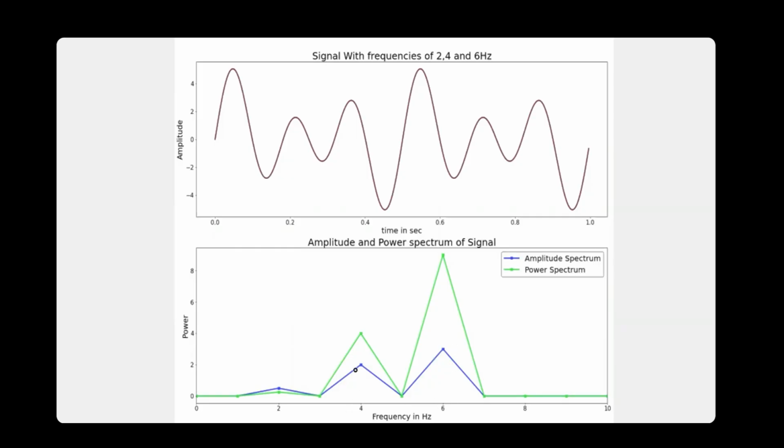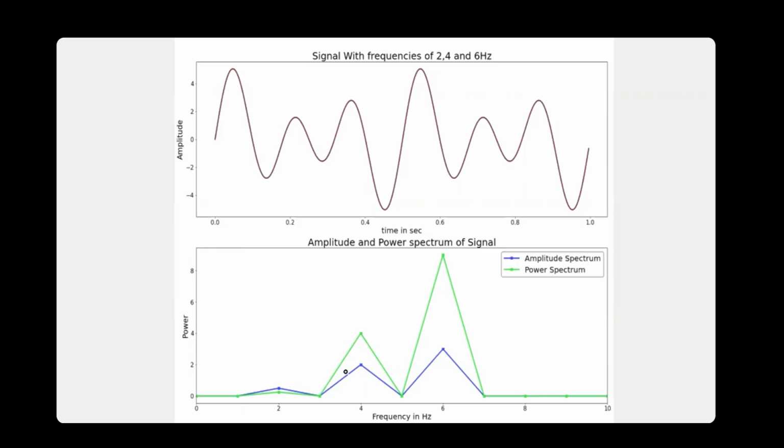So you can see that this was our multiplexed signal. It had frequencies 2, 4, and 6. That is why we are getting higher values only at those frequencies. Now, the amplitude spectrum is shown in yellow and the power spectrum is shown in magenta, and you can see the advantage of the power spectrum over the amplitude spectrum.